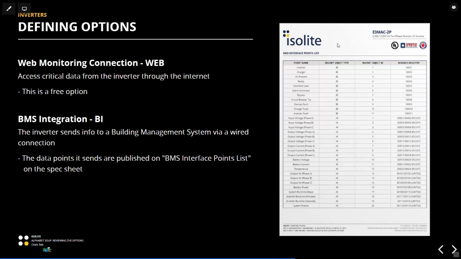BMS integration, BI. This is where the inverter sends info to a building management system via a wired connection. So it's kind of similar to web monitoring in terms of you get this information, but it's going to go straight to a building management system, whichever one you have installed, and that is via a wired physical connection. And all the data points that your building management system is going to get are printed on our spec sheets, and you can view them to the right on the BMS interface points list.